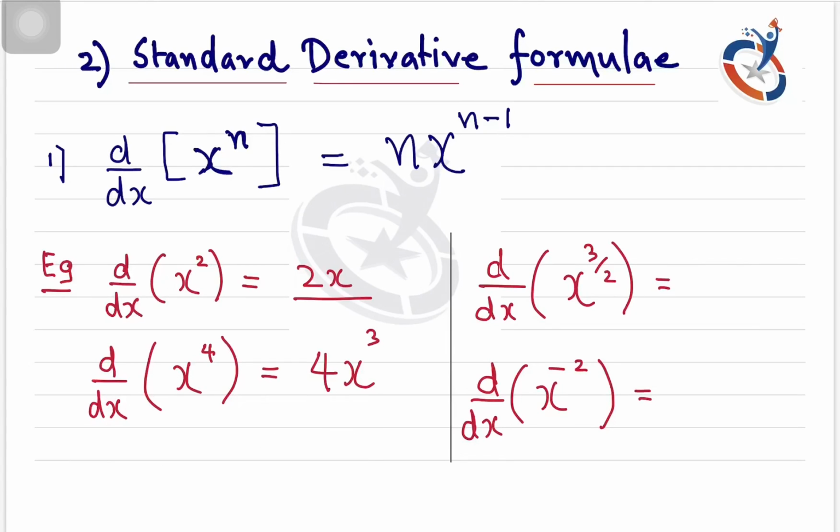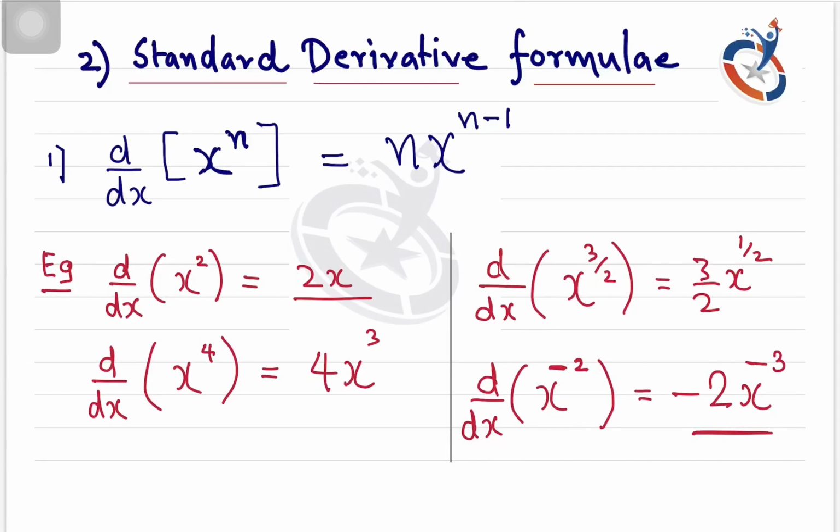Let's take a fraction. What's the derivative of x raised to 3 by 2 now? Here the answer will be 3 by 2 into x raised to 3 by 2 minus 1. 3 by 2 minus 1 is 1 by 2. So 3 by 2 x raised to 1 by 2. Take one negative number. What's the derivative of x raised to minus 2? That will be minus 2 into x raised to minus 2 minus 1. So that will become minus 3. Clear? You have this formula later also.